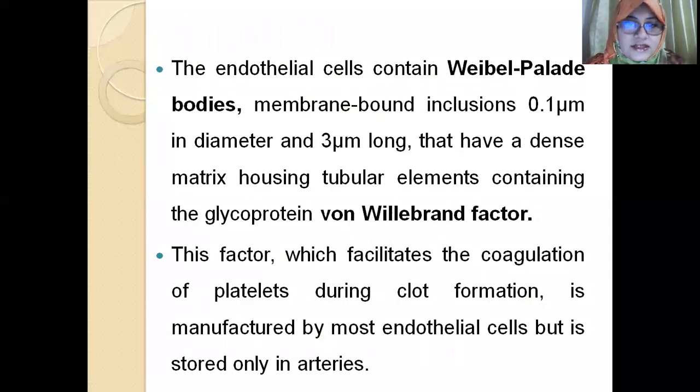The endothelial cells contain Weibel-Palade bodies, which are membrane-bound inclusions 0.1 micrometer in diameter and 3 micrometers long, that have a dense matrix housing tubular elements containing the glycoprotein von Willebrand factor. This factor, which facilitates the coagulation of platelets during clot formation, is manufactured by most endothelial cells but is stored only in arteries.